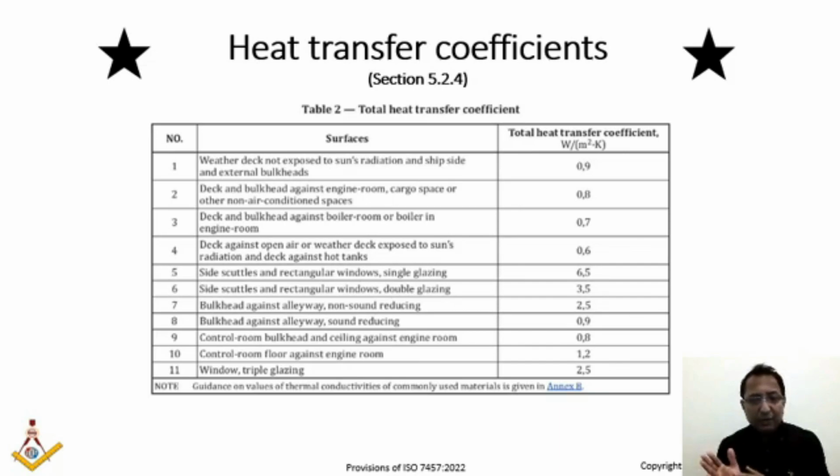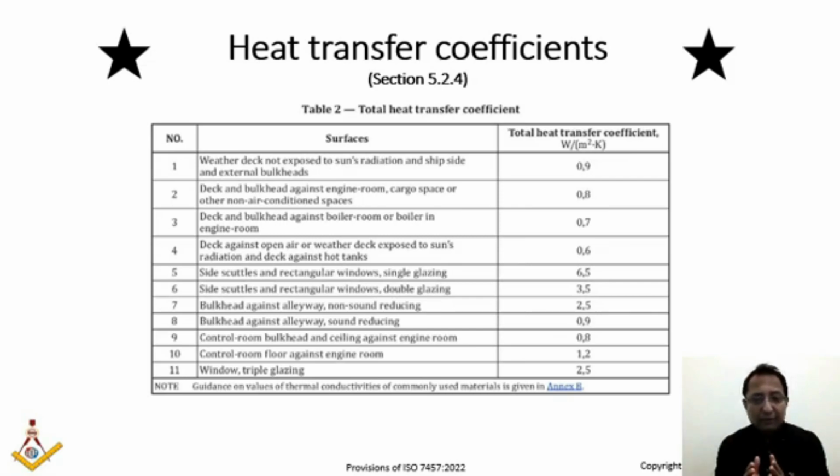Weather deck not exposed to sun radiation, and ship inside external bulkheads, is 0.9, which is not exposed to the external bulkhead. You can take 0.9 watt per meter square Kelvin. The deck and bulkhead against the engine room and cargo spaces, you can go for 0.8. The deck is nothing but a roof and the bulkhead is nothing but a wall. The deck and bulkhead against the boiler room is 0.7. Deck against the open weather deck, exposed to sun radiation and against the hot tank, is 0.6.